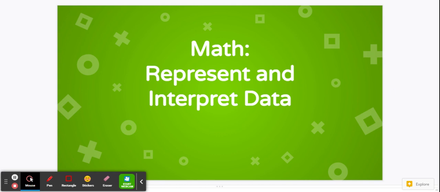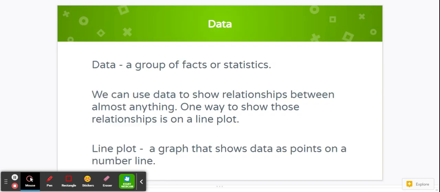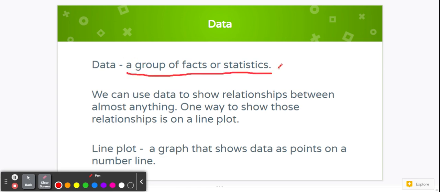All right, let's look at a few questions and a quick lesson on what representing and interpreting data is all about. So we'll start with some definitions. And the first one we're going to talk about is data. So the definition of data, it's a group of facts or statistics. So sometimes we'll see maybe ages of students in the classroom or how many kids are in first grade, second grade, third grade, fourth grade. And we like to look at data to compare and find relationships between things.